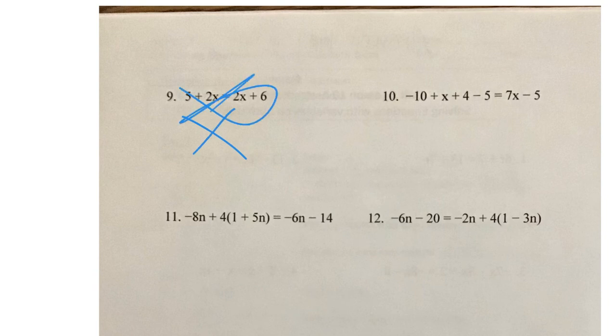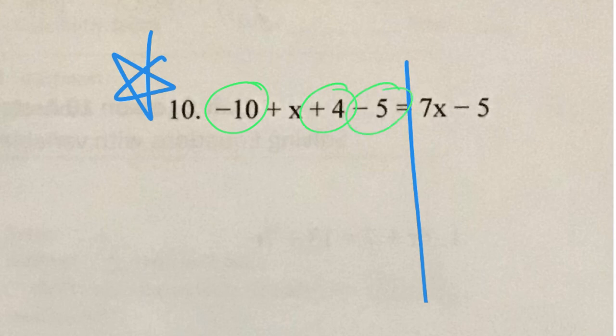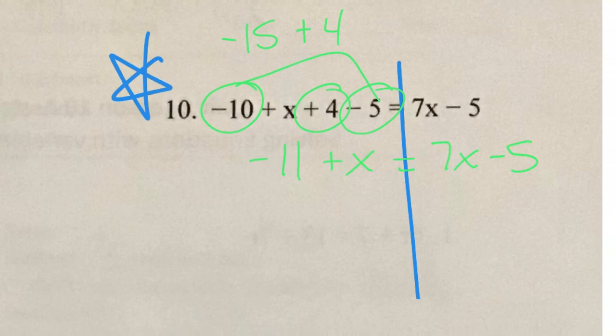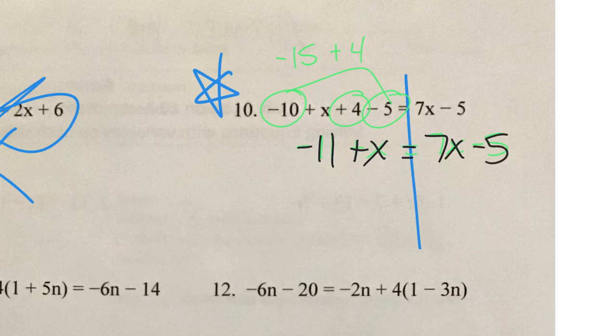All right, let's go ahead and look at number 11. You are going to do 12, combining like terms first, so I'll start you. A negative 10 plus 4 minus 5. All of those need to be together, okay? A negative 10 plus a negative 5 is a negative 15. A negative 15 plus 4 is a negative 11, plus that x equals 7x minus 5. Sorry, it's kind of hard to read, but that's how you're going to start that one. I'll rewrite it. So that's how you'll start 10.